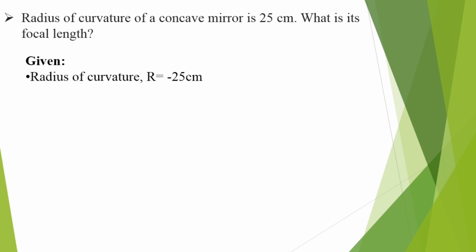Next one. Radius of curvature of a concave mirror is 25 cm. What is its focal length? So here the given mirror is a concave mirror. For the concave mirror, the radius of curvature and focal length are negative. So it is given that R is equal to 2f. f is minus 25 by 2, which is minus 12.5 cm. The negative sign means the focus lies in front of the mirror, which is true for a concave mirror. So the focal length f is negative for a concave mirror according to the Cartesian sign convention.